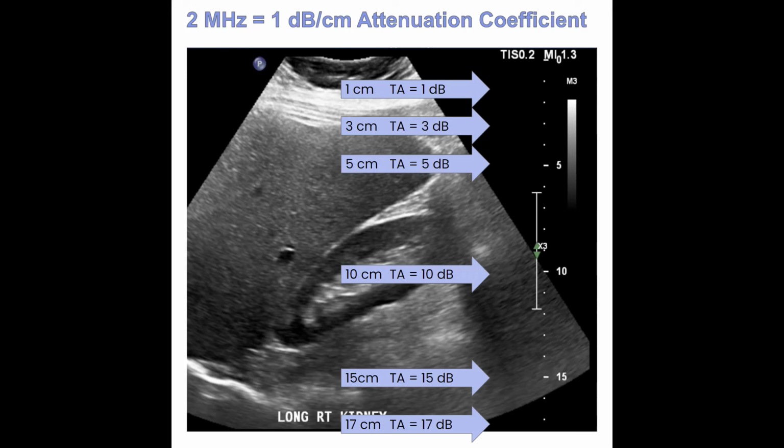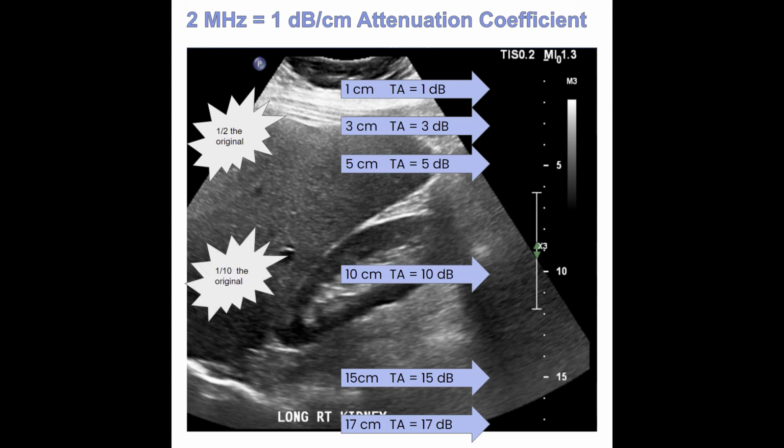With the 12 megahertz transducer, we saw that it was a quarter as strong just 1 centimeter into the body. With our 2 megahertz transducer, we can get 3 centimeters in and only be half as strong. And then we can get all the way to 10 centimeters and still only be a tenth as strong. So this is the math behind why we can see further into the body with a lower frequency. There's less attenuation, meaning there's more sound energy that can keep propagating and keep sending echoes back.